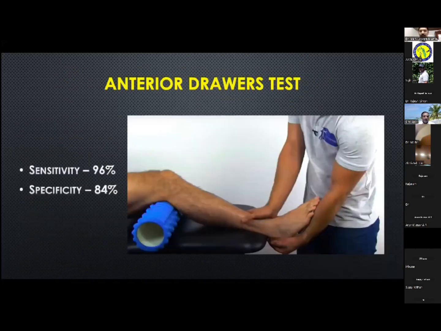The most important test for instability is the anterior drawer test. Usually keep the patient with the knee in flexion, foot hanging outside the examination couch, stabilize the tibia with one hand and hold the calcaneus with the other hand, and after stabilizing the tibia, you pull the foot anteriorly, and you can appreciate there is instability and opening up. This test is 96% sensitive and 84% specific.